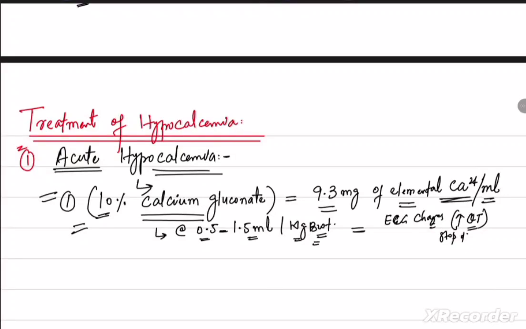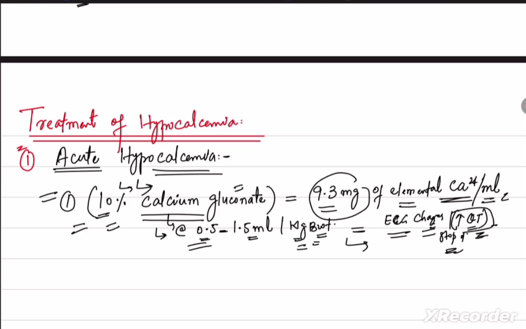So the treatment of hypocalcemia, as we discussed, you need 10% calcium gluconate, and 10% calcium gluconate contains 9.3 mg of elemental calcium per ml. This is given at the rate of 0.5 to 1.5 ml per kg body weight, but remember you have to keep an eye on the ECG changes. If there is a prolonged QT interval, stop the medication.